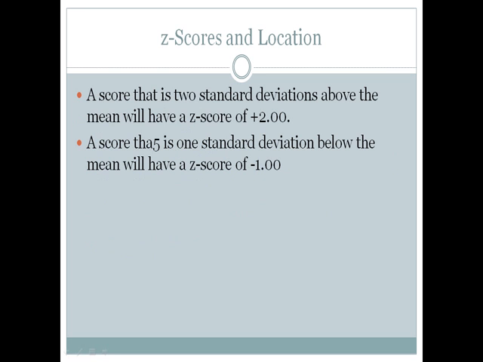Okay, so a couple of examples here. A score that is 2 standard deviations above the mean will have a z-score of +2. So just some more examples.